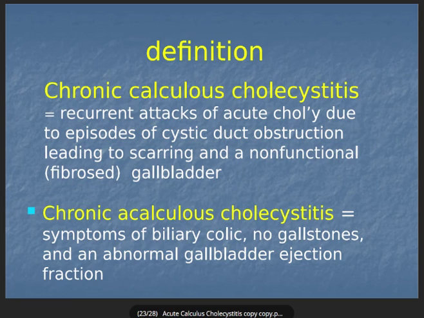So if there is no ejection fraction of about 75% of the volume of the gallbladder itself after the CCK injection, you know the gallbladder is not responding to CCK, so it's not functioning. And this is what we call chronic acalculous.